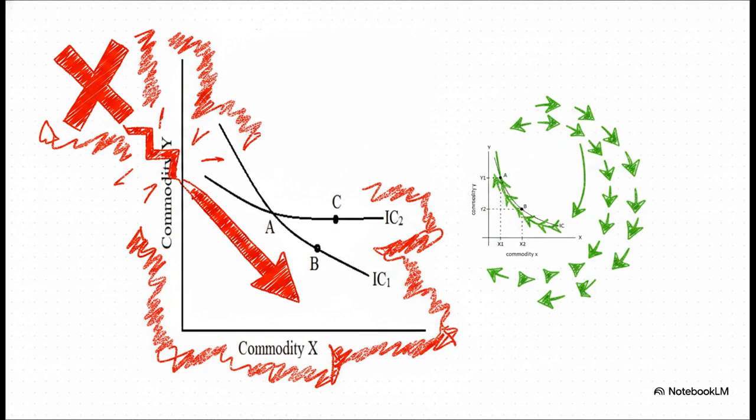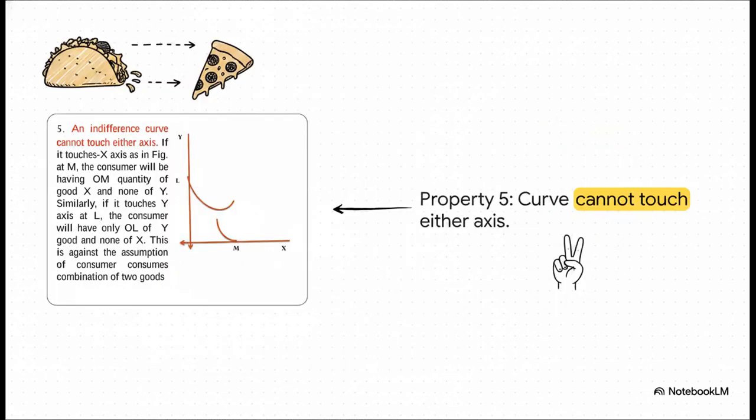And remember why? It's exactly because of that changing willingness to trade we discussed earlier, the diminishing marginal rate of substitution. Finally, notice how the indifference curve cannot touch either the x or the y-axis. It just kind of hovers right above the lines. If the curve actually hit the axis at point M or point L, it would mean the consumer is spending all their resources on just one item and walking out with absolutely zero of the other. But a core assumption of this specific analysis is that the consumer is comparing and consuming a combination of two goods. Come on, you've got to have at least a tiny bit of pizza to go with your tacos.